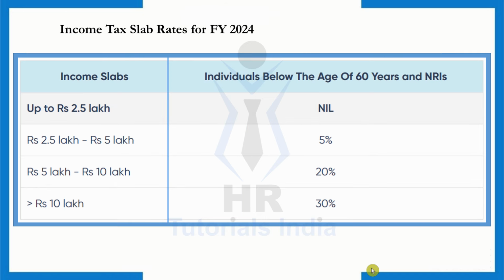Income tax slab rates for financial year 24-25, old tax regime. For people opting for the old tax regime, the income tax slabs and rates are as follows for employees whose age is below 60. Up to 2.5 lakhs it is nil, 2.5 to 5 lakhs it is 5%, 5 lakhs to 10 lakhs it is 20%, and above 10 lakhs it is 30%.